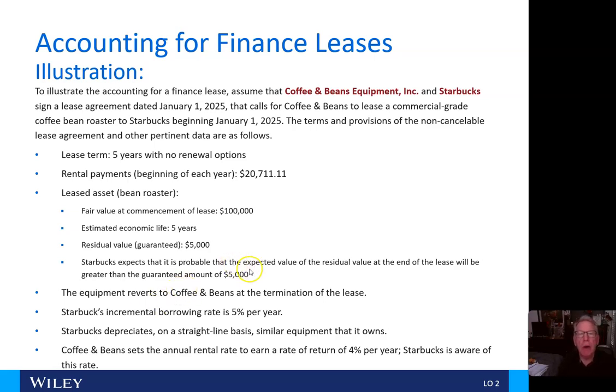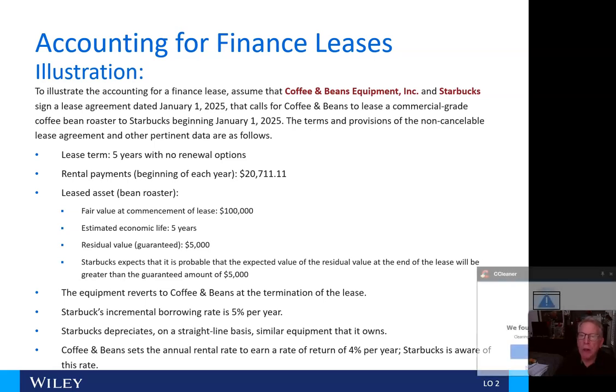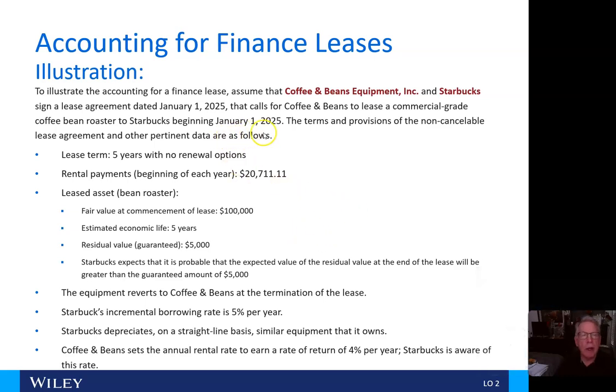We're going to assume that Coffee and Beans Equipment Incorporated and Starbucks sign a lease agreement dated January 1, 2025. That calls for Coffee and Beans to lease a commercial grade coffee bean roaster to Starbucks beginning January 1, 2025. The terms and provisions of the non-cancelable lease arrangement and other pertinent data are as follows.